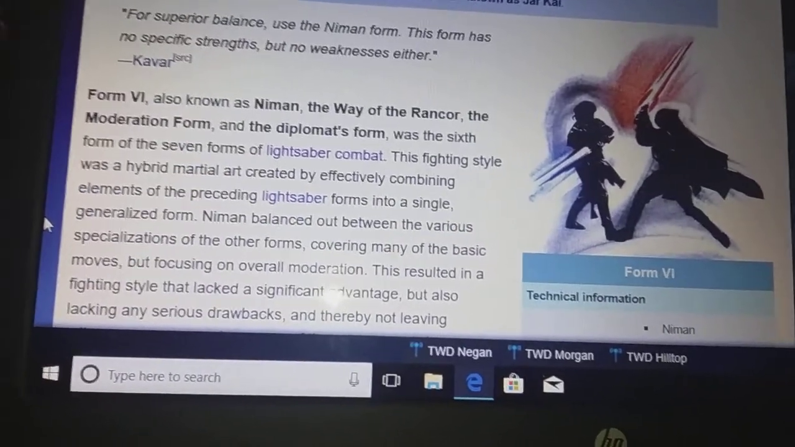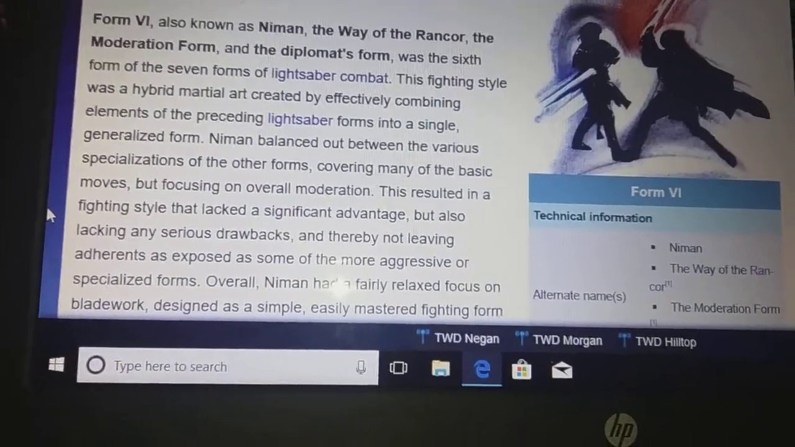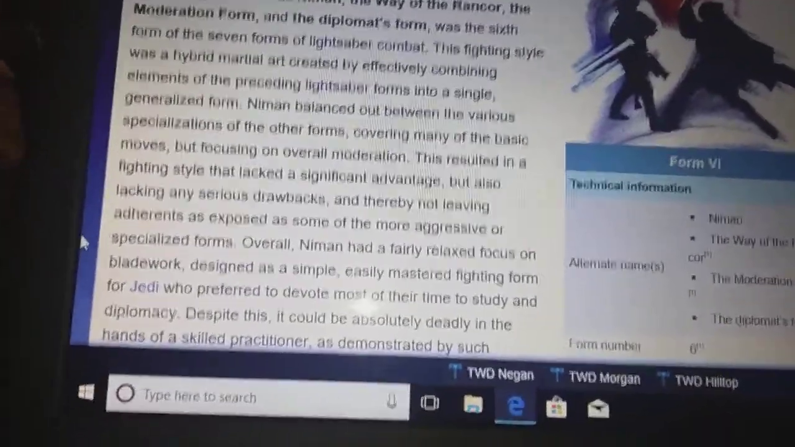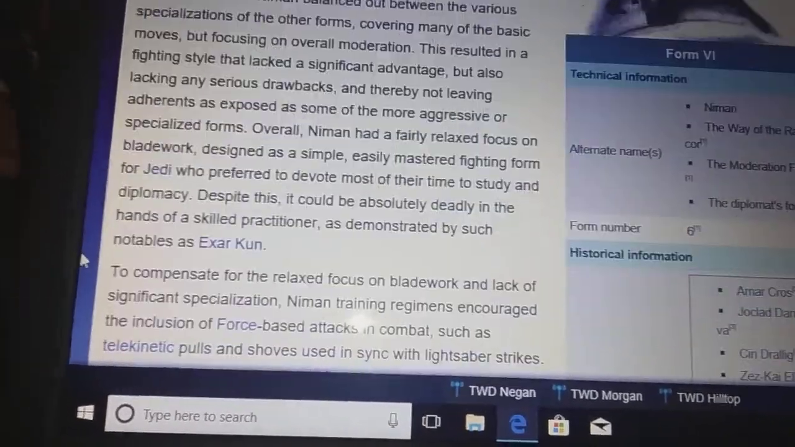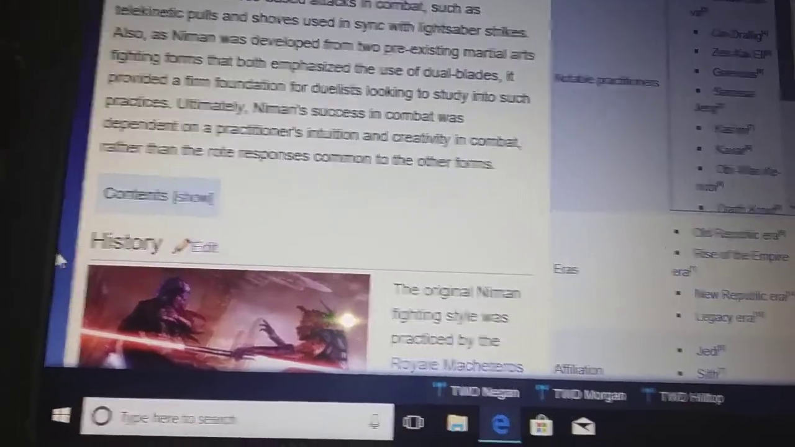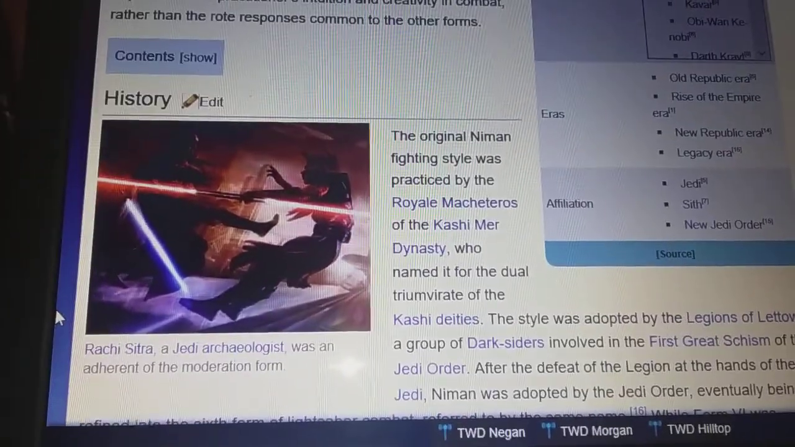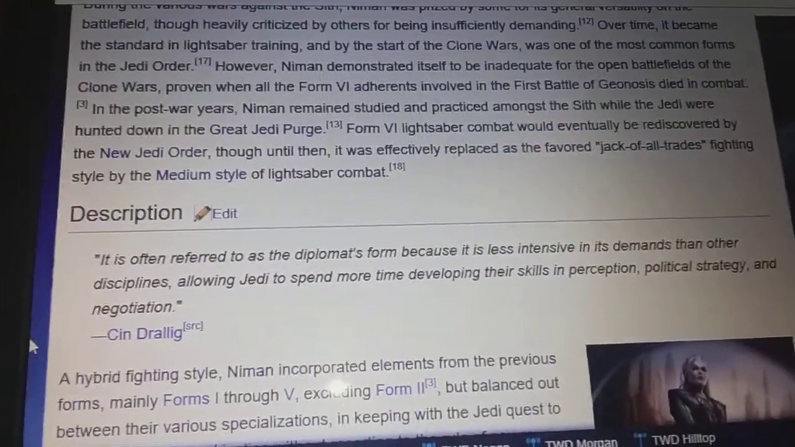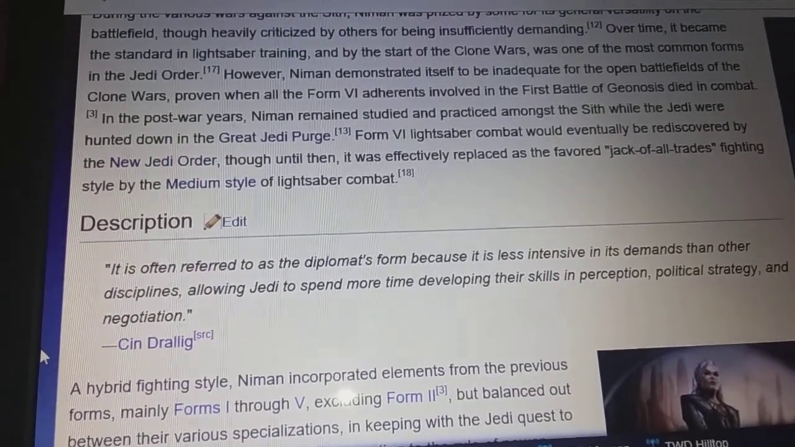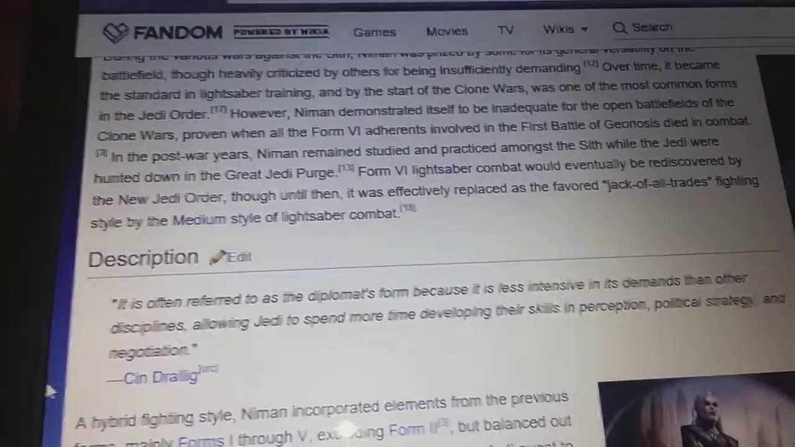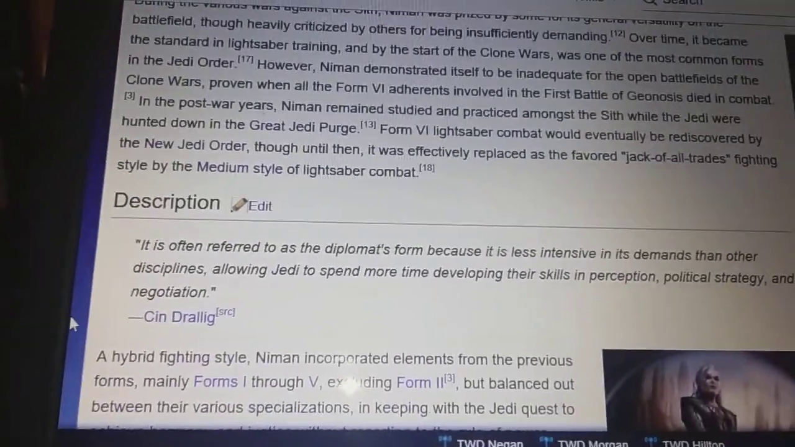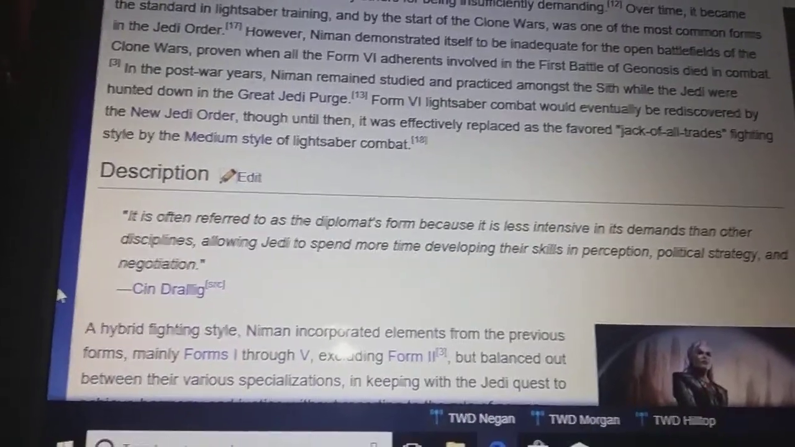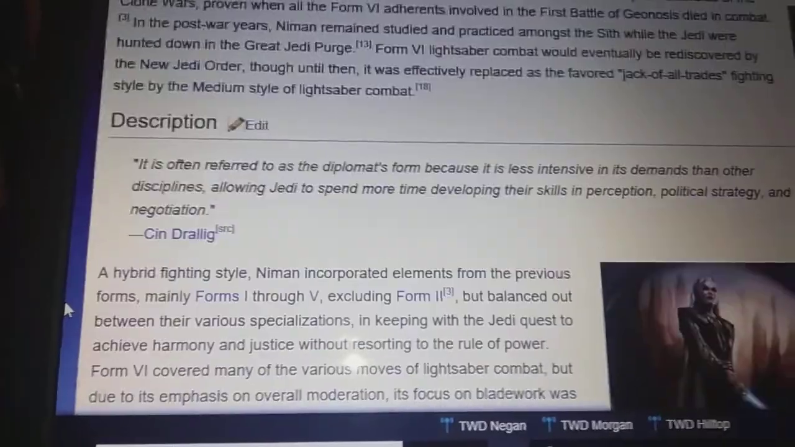Anywho, it's a hybrid martial art. Basically, it's just a big mesh of lightsaber formats. Also called the Diplomat's form. Oh, apparently Xanatos was a user, but I prefer to have people that actually still exist canonically. Yeah, lots of people. Oh, that's great. Most of the users died in the first Battle of Geonosis. No, actually, all of them. They all died in the arena. That's just great.